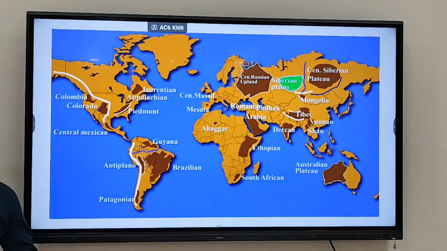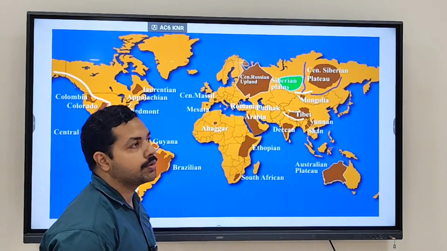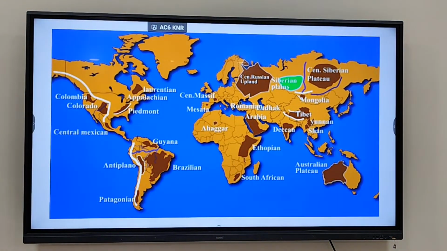Patagonian Plateau, P-A-T-A-G-O-N-I-A-N. Write down: it is found in Argentina and is known for sheep rearing. Sheep, S-H-E-E-P, sheep rearing.